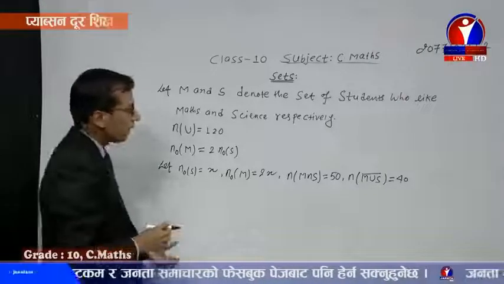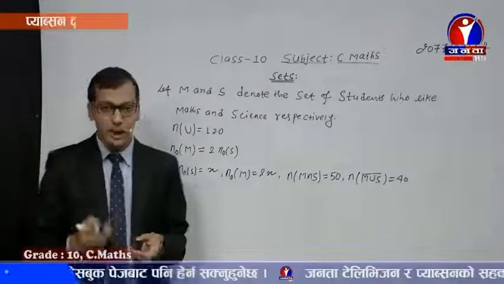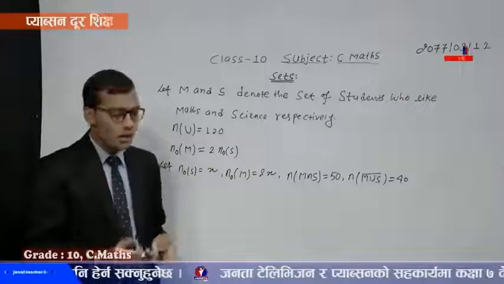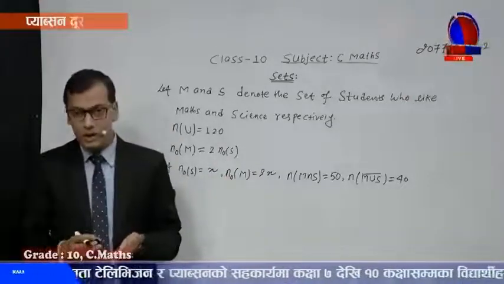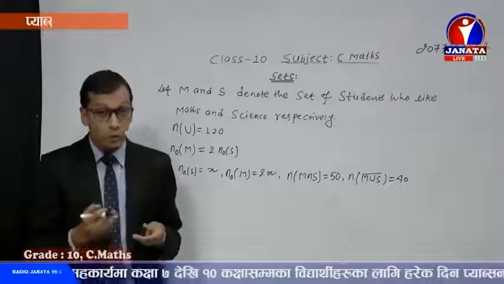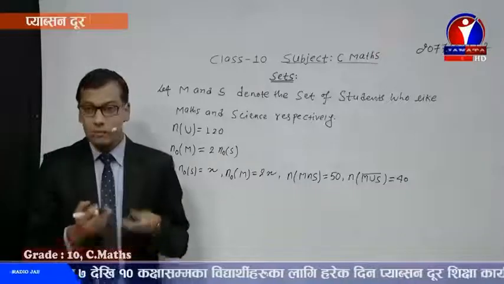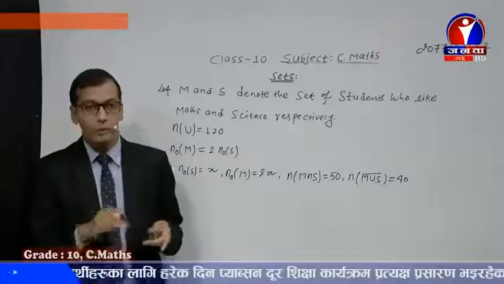Now first of all, we can represent this information in a Venn diagram. There are 2 ways to solve this. One, we can use the Venn diagram process, and next is the formula method. This is our choice. We can use one of the methods, but here I prefer to use the Venn diagram because it is much easier than the formula method.